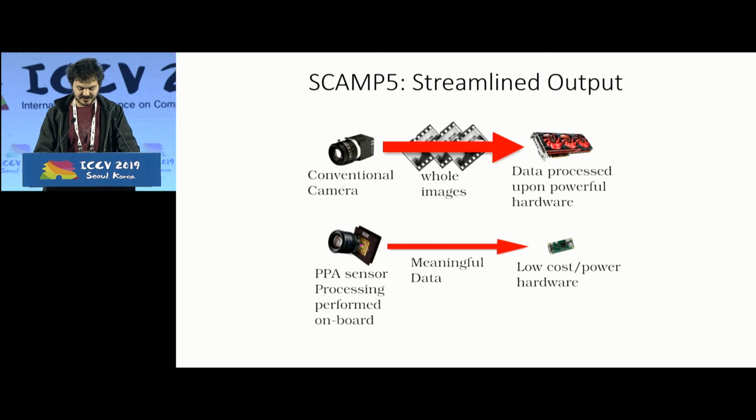A major benefit of performing such tasks on a PPA is that of reduced data transfer. In standard camera sensors, you must transfer entire images to be processed on external hardware, taking significant time and power. With a PPA, we can instead only transfer the data of interest, such as point features, odometry information, classifications, etc. This saves time and power and allows for more rapid visual processing.